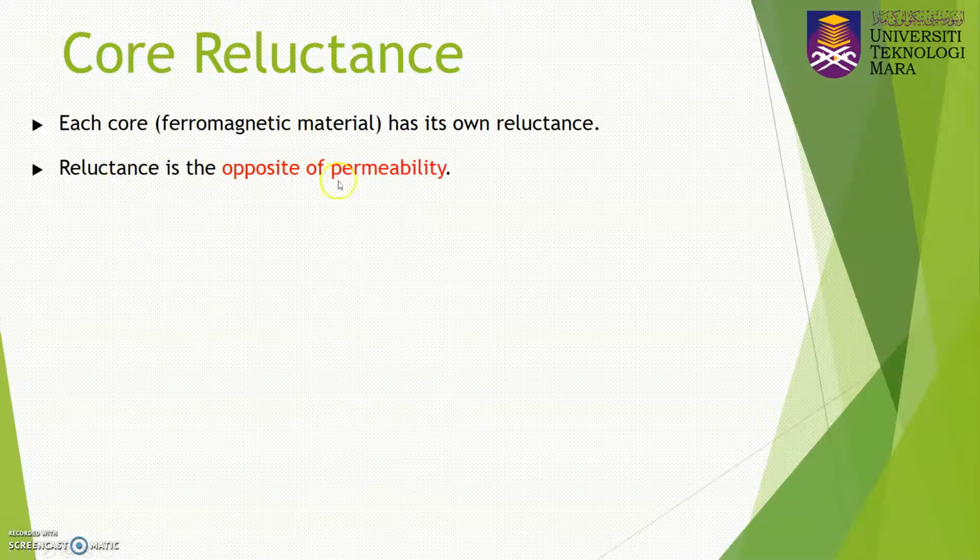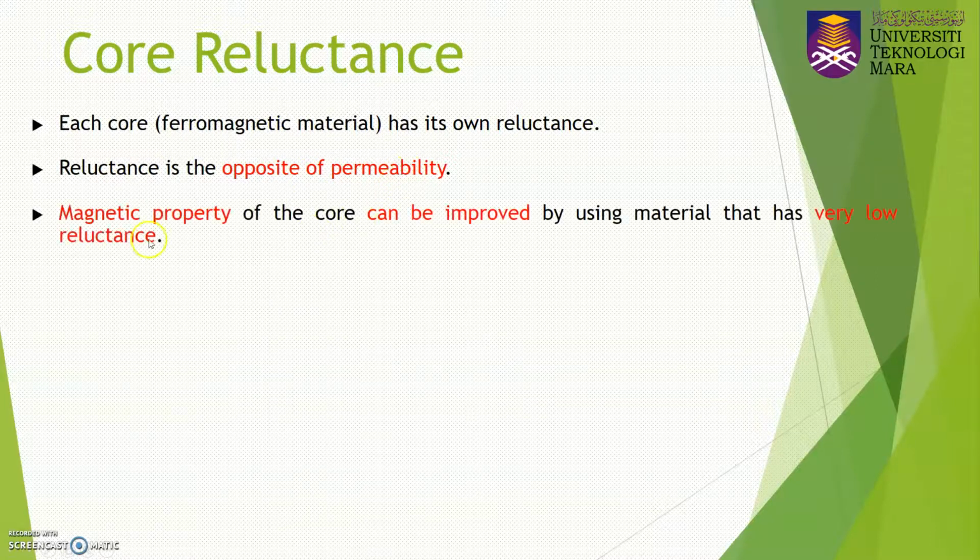Reluctance is actually the opposite of permeability. So the magnetic property of the core can be improved by using a material that has very low reluctance, meaning that if you want to have a very good magnetic core, you must choose the material that has very low reluctance and very high permeability.